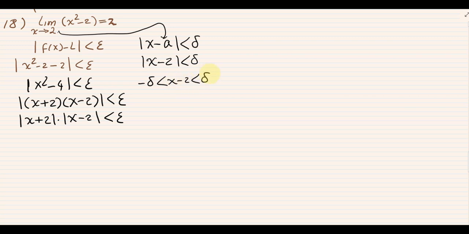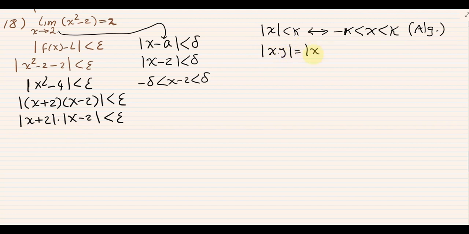So a couple of algebraic manipulations here. First of all, this is the property that I'm looking at. Absolute value of x less than k means x is between negative k and k. So this is again from algebra. The other thing that I used here with the epsilon inequality is absolute value of x times y is equal to absolute value of x times absolute value of y. So those are just from algebra.